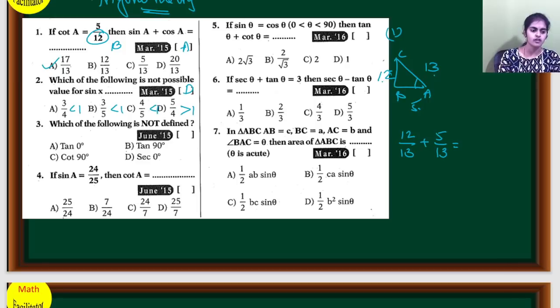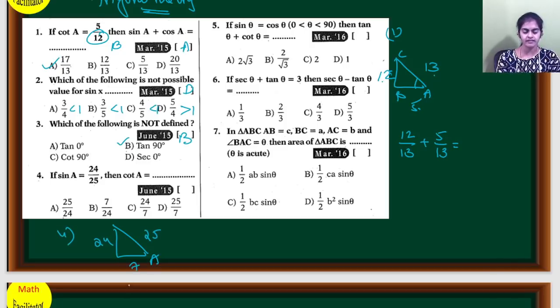Which of the following is not defined? Tan 90 is not defined. Sin A is 24 by 25. What is cot A? See here, this is A, this is 24, this is 25. So you will get this as 7. So cot A will be 7 upon 24. You should be perfect with Pythagorean triplets. At least 5, 12, 13, and 7, 24, 25. So these are Pythagorean triplets.